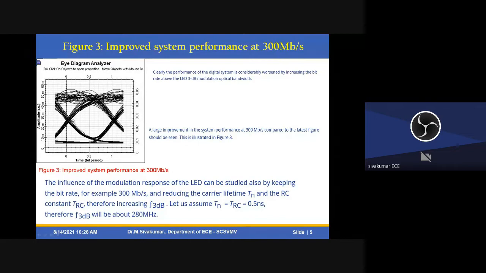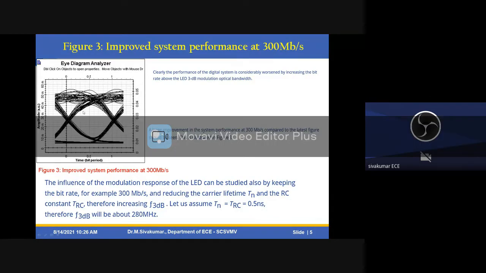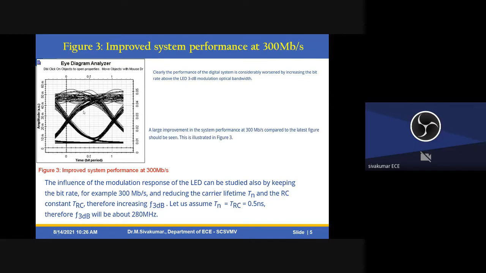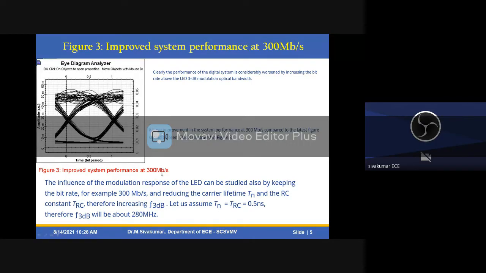Here the performance of the digital system is considerably affected by increasing the bit rate. Here, where you increase the bit rate, is the PRBS generator, that is, the pseudo random bit sequence generator. Based on that, and the LED 3 dB modulation optical bandwidth, you can get this through the eye diagram analyzer. Here you can see a large improvement in the system performance at 300 MB per second compared to the latest figure having 100 MB per second.